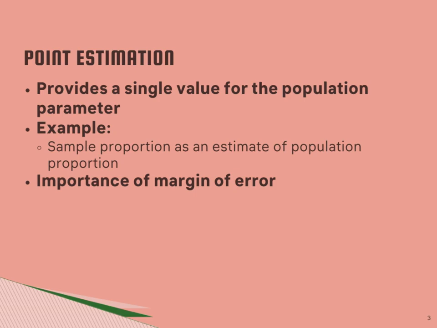Point estimation provides a single specific value as an estimate of a population parameter. It's simple, but it doesn't provide information about the accuracy or reliability of the estimate. For example, sample proportion is an estimate of population proportion. And another example is using the sample mean to estimate the population mean.